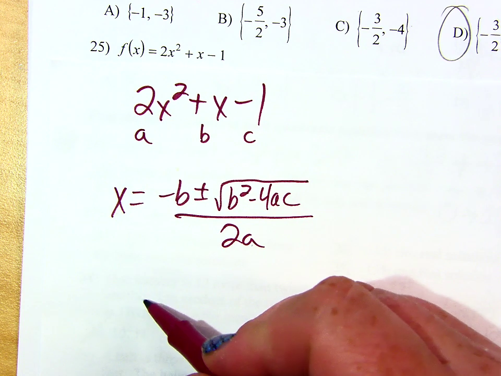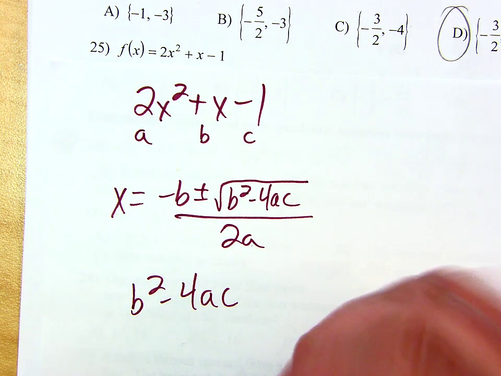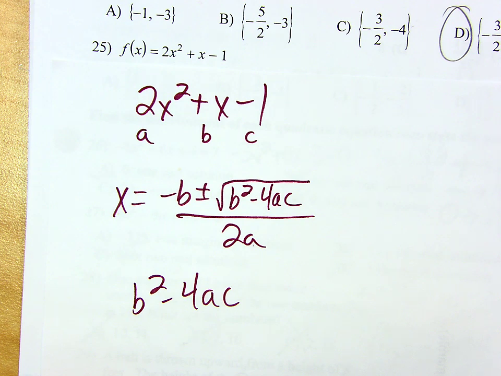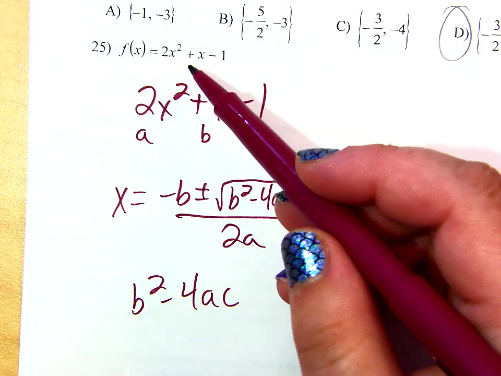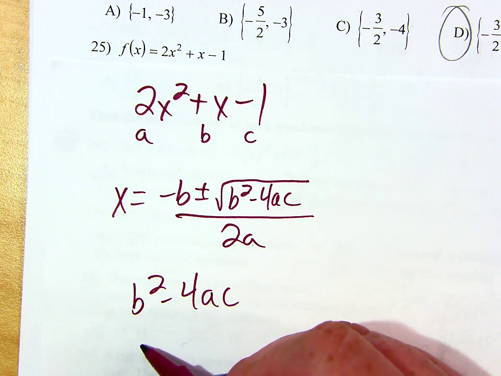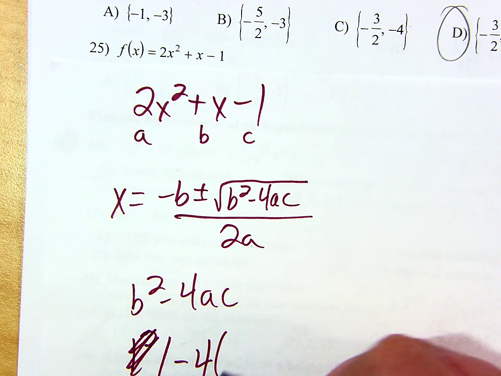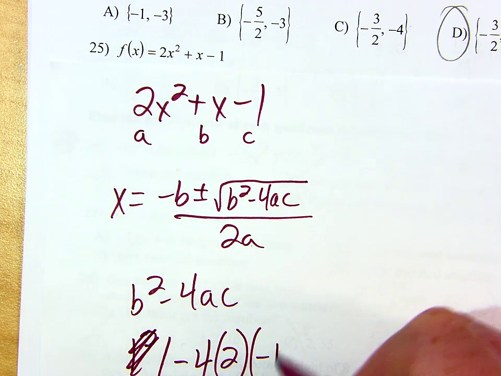So, b squared minus 4ac. I'm doing 25. So it'd be 1 squared, which is 1, minus 4 times 2 times negative 1.